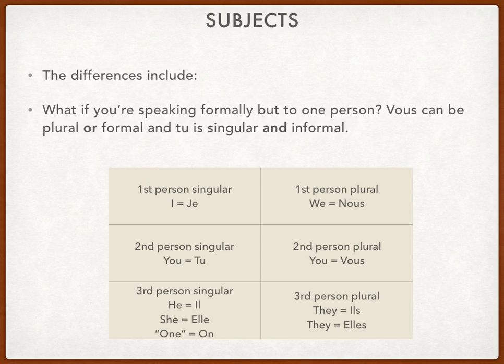The question then becomes, what happens when these mix up? So you're speaking formally but to only one person. The trick is that vous can be plural or formal. So you're either speaking to a group, or you're speaking formally, or you're speaking formally to a group. Tu is singular and informal. It must be both.